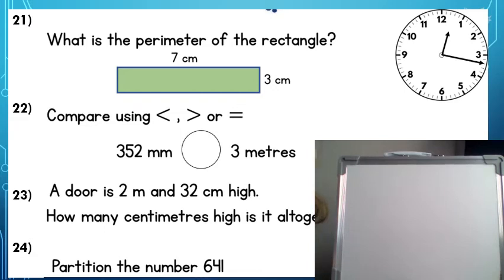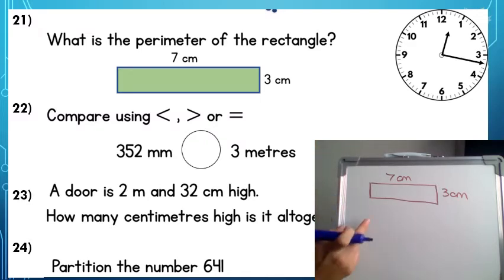Then it's looking at the perimeter. So if I just quickly draw my box, I've already got 2 measurements. Now, to make it easier, I can work out what the other measurements are.